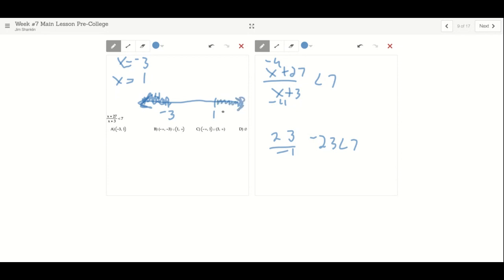Now, I could try it. Let's just try number 2. That would be in this area here. So if I put 2 in here, that would give me 29 over 5 is less than 7. Is 29 over 5 less than 7? Sure. It's like 5.9, something like that. So that is true. So my answer is everything less than -3 and everything greater than 1.